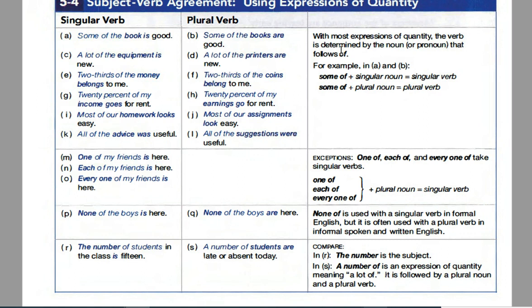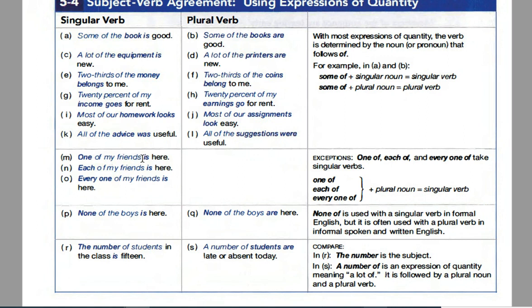So with most expressions of quantity, the verb is determined by the noun or pronoun, some singular and some plural. Most of our assignments, most of our homework looks, all of the suggestions, all of the advice was. So it depends on how you put the subject. We put the subject here as advice, so no way to take a plural, so we put was. Homework, no way to be plural because it's just one homework, so it looks. Here we have 2% of my income, so here we are looking for income. Goes, money belongs, and here we have to understand that money is singular. Equipment is, we cannot say equipments, equipment is. And here printers are. Here we have coins, يعني إيش؟ عملات نقدية. Earnings go. And here assignments, it's all plural.